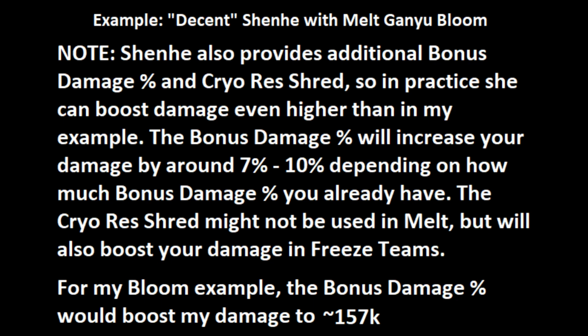And please note that Shenhe, in addition to this, also provides bonus damage and cryo resistance shred. So in practice, she can boost damage even higher than in this example. The bonus damage percent, the amount that it increases your damage by, will depend on how much bonus damage you're running already, but in general you can expect a 7 to 10% additional increase in your total damage. And the resistance shred comes from her using her ultimate. In a melt team, you might not want to use her ultimate because it might steal melts, but in a freeze team you can expect that to provide a significant increase as well.